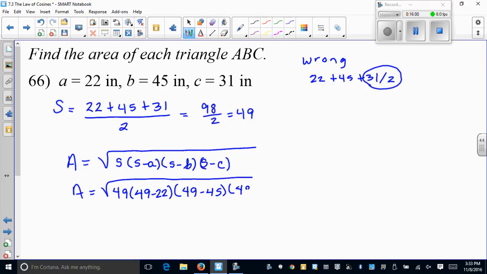And you're going to just throw this baby into the calculator exactly like this. And your area on this one equals 308.64. And our units are inches, so inches squared.